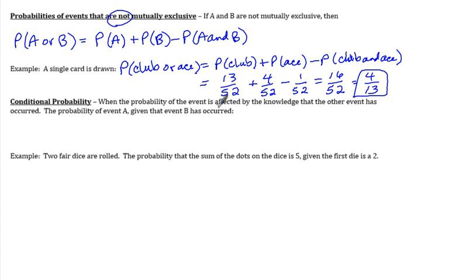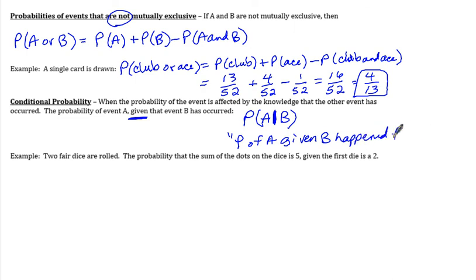Our last terminology of the day will be conditional probability. So when the probability of an event is affected by the knowledge that the other event has occurred. So this is another given. The probability of event A given that B has occurred. The notation for this is probability of A, this bar right here says given, B has already occurred. So the probability of A given B happened first. That's what that means.